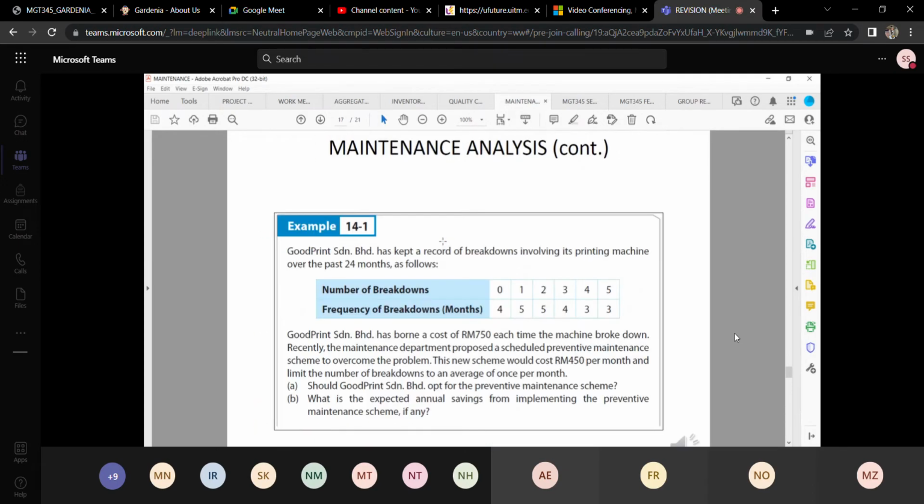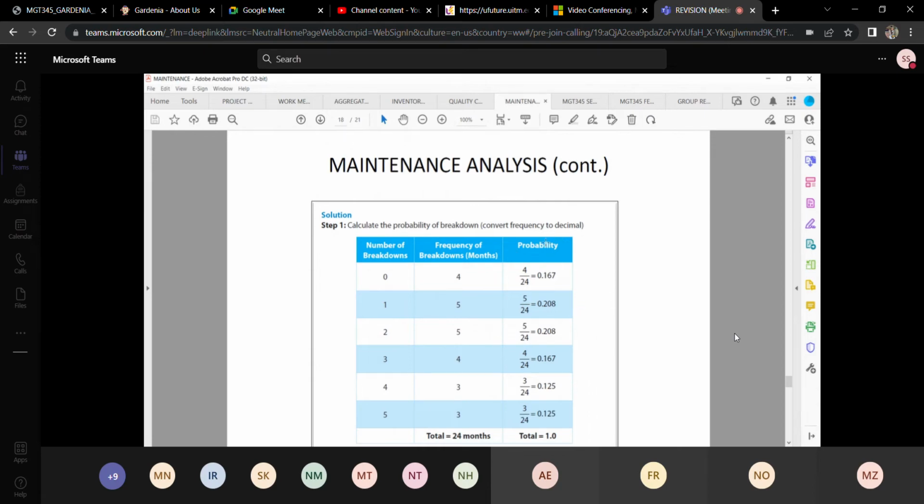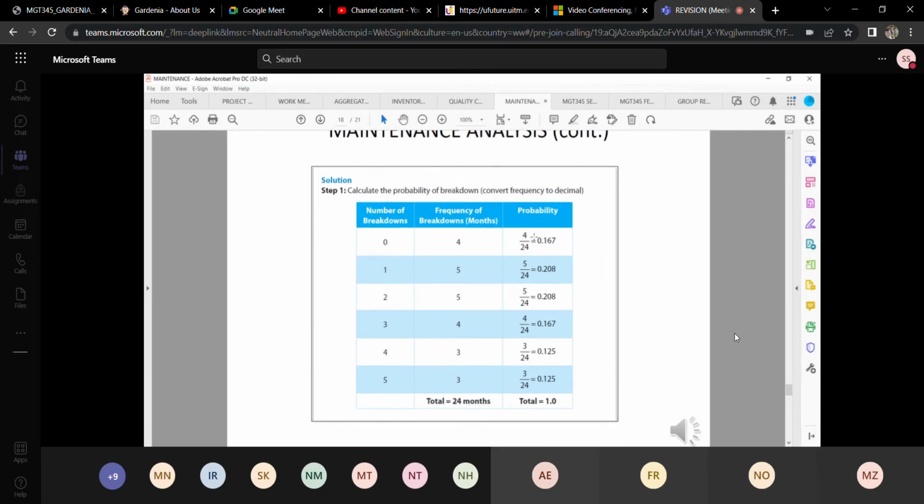Ni baru je kita buat tu. Remember, probability, or in other terms, we call this probability the frequency of occurrence. How to find the probability? You total up the frequency of breakdown, then divide the probability over the total frequency of breakdown.